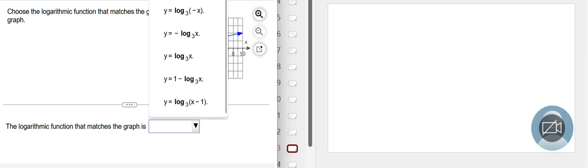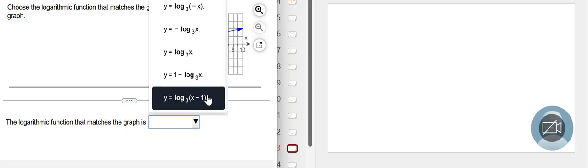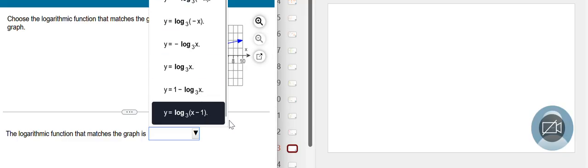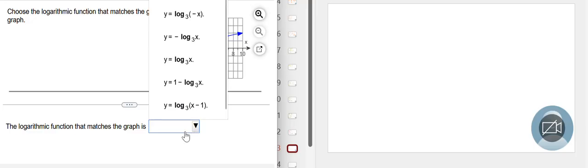So we have log base 3 of 1 minus x, given the x is negative. That's not one of our options. That's not what matches what we have right here. On the screen you cannot see all of them. So it moved horizontally, and it moved 1 horizontally.